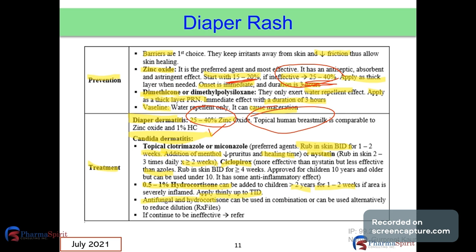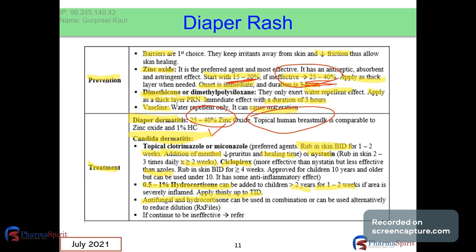And the antifungal and the hydrocortisone can be used in combination, or they can be used alternatively to reduce dilution. What does that mean? We have to use both. In candida dermatitis, we cannot use hydrocortisone without the antifungal. We can use them together in the sense that we can mix them and apply them, or we can put the antifungal first and then the hydrocortisone, like we can put one layer on the top of each other. But the point is, when you mix the two medications together, this can cause dilution of the strength of both medications.